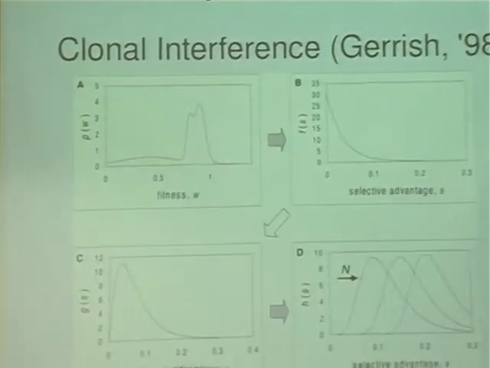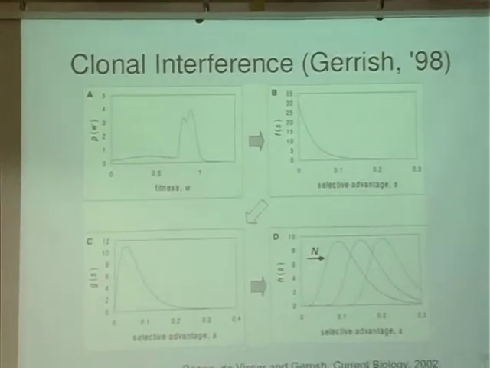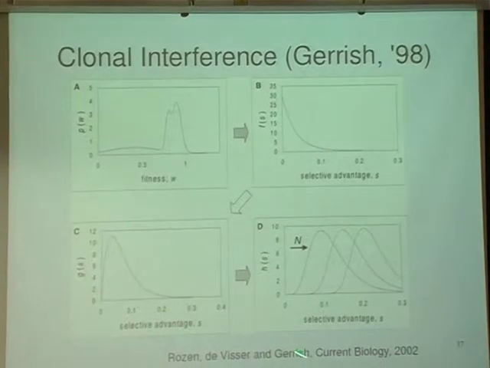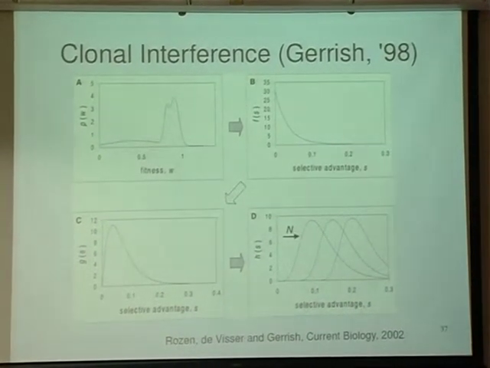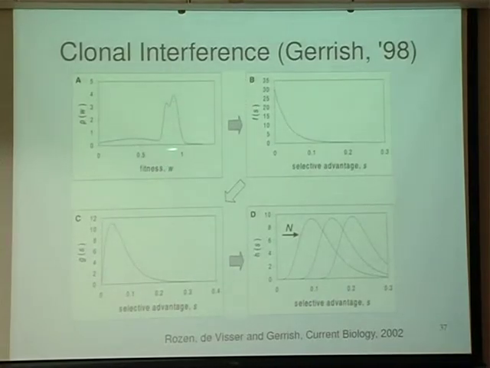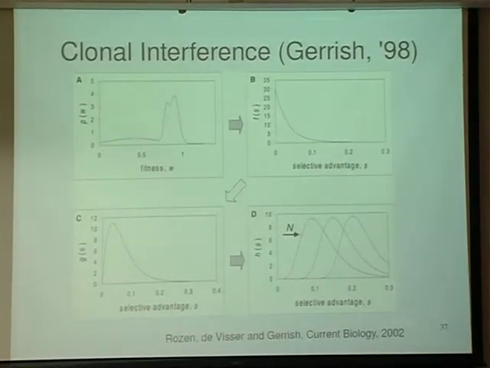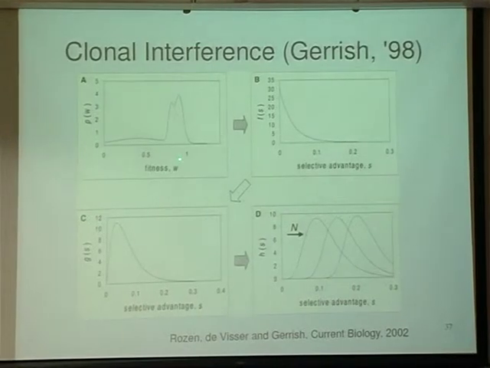And also, the distribution of fitness effects of mutations is changed by clonal interference. This is a nice figure from another paper. Here's some distribution of fitness effects of mutations. We don't really know what it looks like, but we really only care about the tail. Here's the selective advantage of beneficial mutations, and it's probably exponential, as we argued, although again, there's a lot of work and controversy about that.